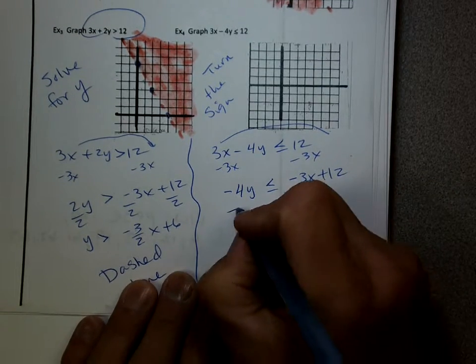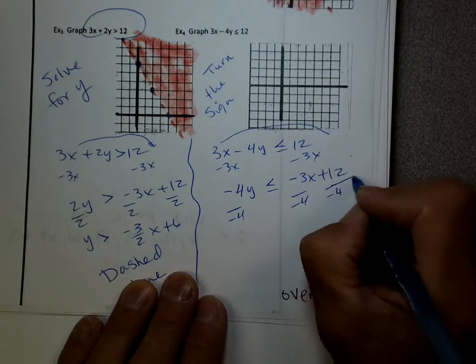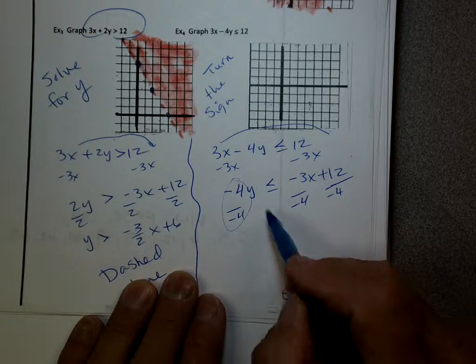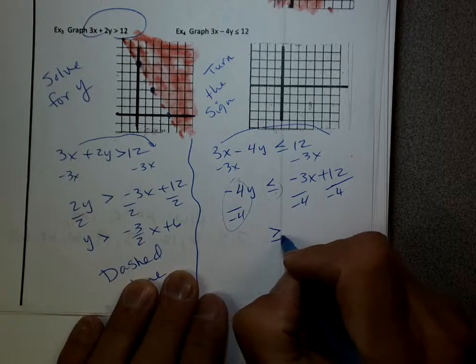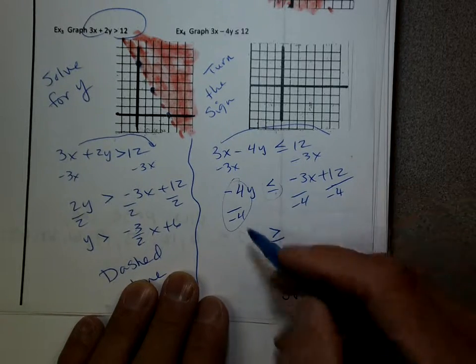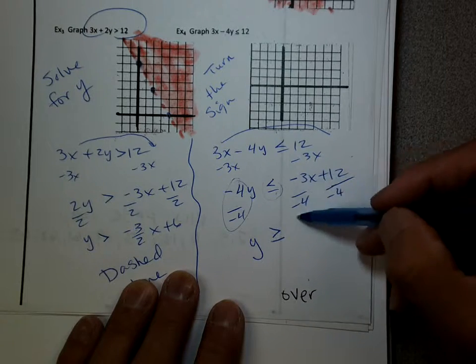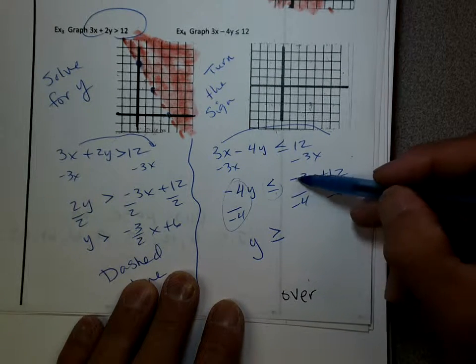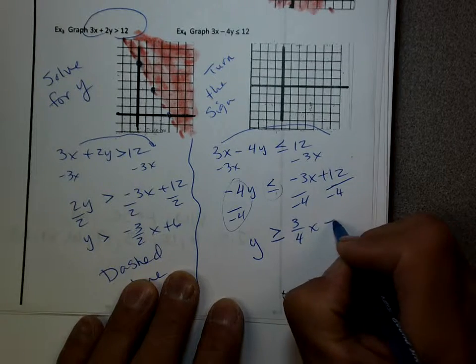So if I divide by negative 4, what I have to be careful about is when I divide by a negative, I turn the sign. So see this less than or equal to? Now I'm going to turn it and make it greater than or equal to. So let's rewrite my equation. I'm going to have y is greater than or equal to positive 3/4 x, because a negative divided by a negative is positive, 3/4 x minus 3.